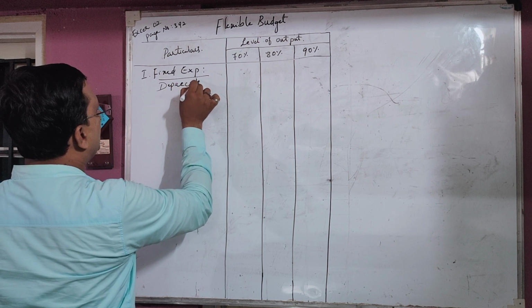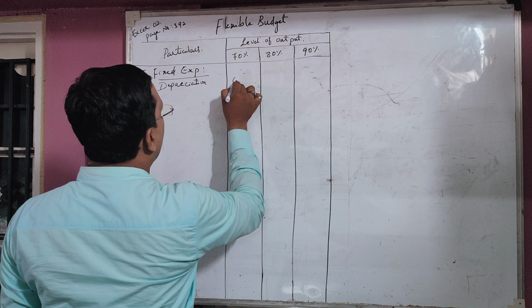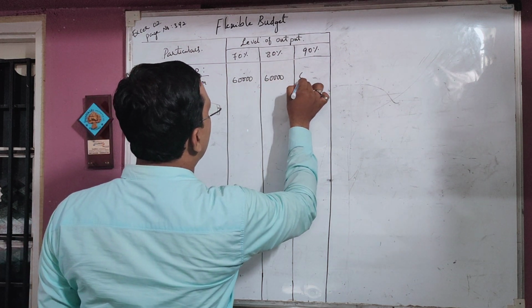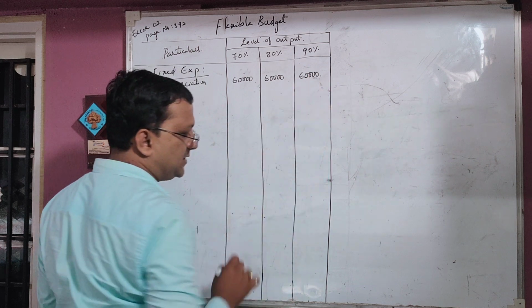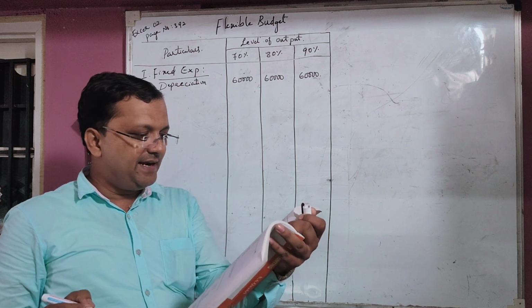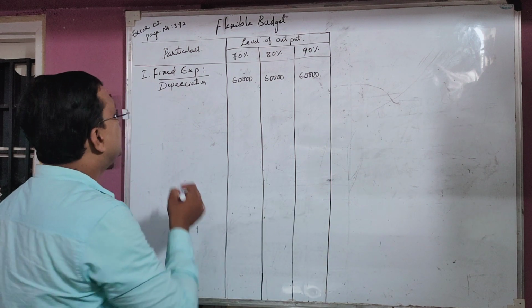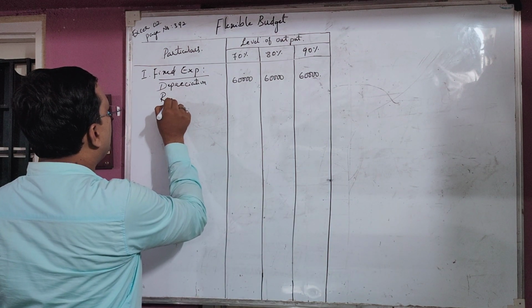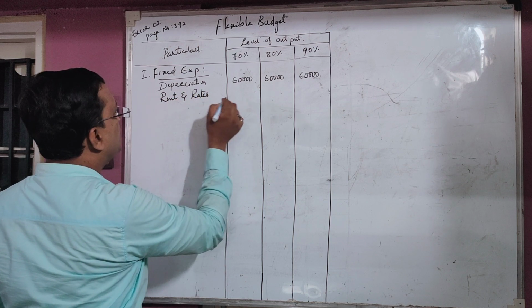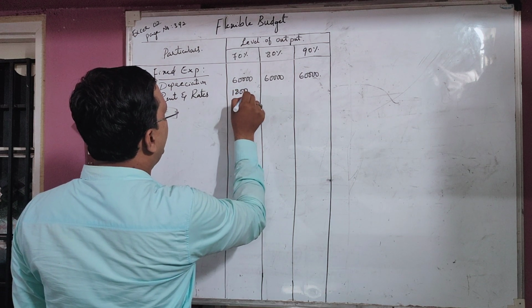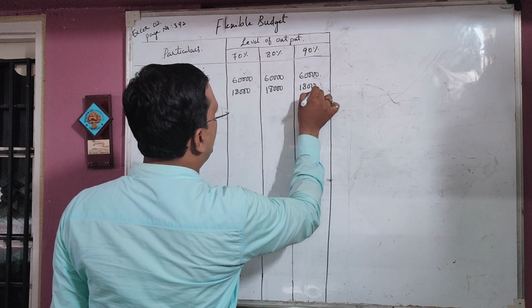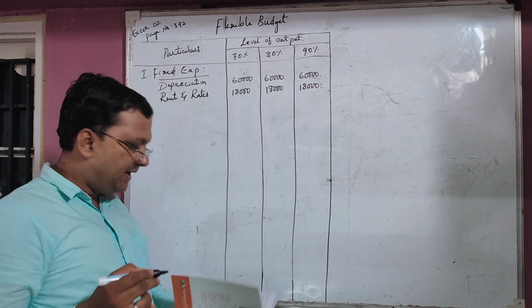Depreciation 60,000, here also 60,000, last also 60,000. For all it is 60,000. Next, rent and rates 18,000. For all it is 18,000. Last column also 18,000.